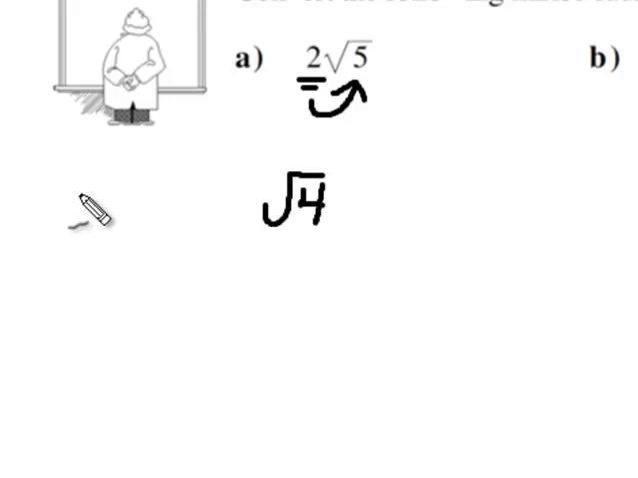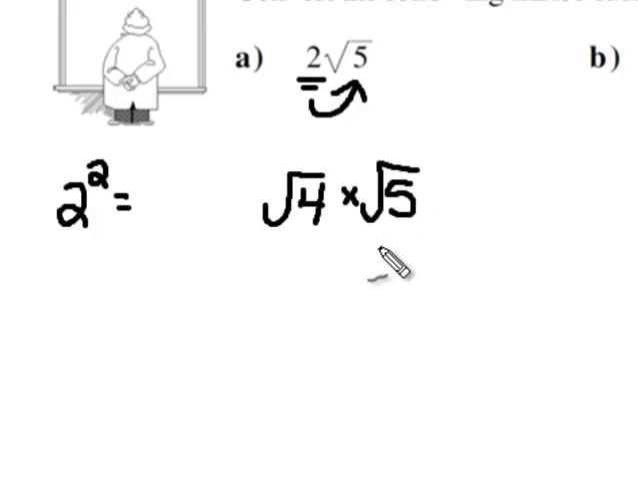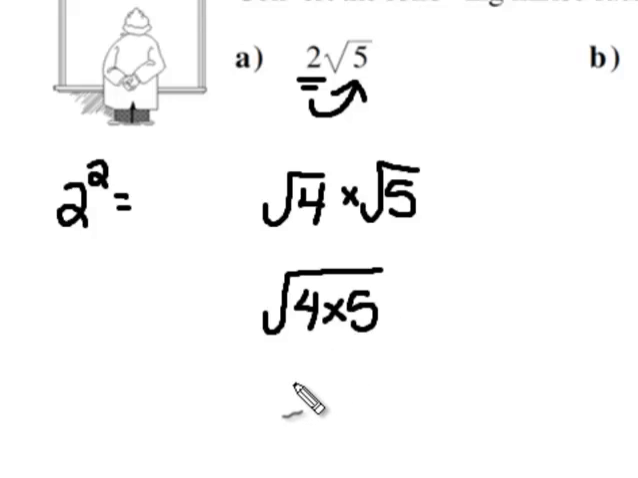Another way of thinking about that is thinking about what 2 squared equals. 2 squared is 4, so the square root of 4 times the square root of 5 is another way of writing 2 root 5. To get this as an entire radical, I put the 4 and 5 together as the radicand under the radical sign, so root 20 is the same as 2 root 5.